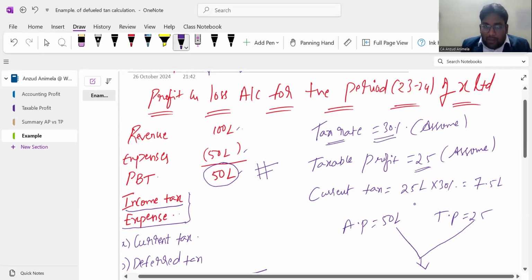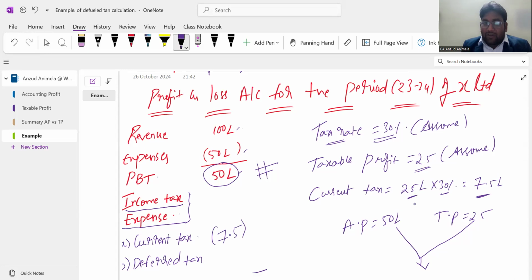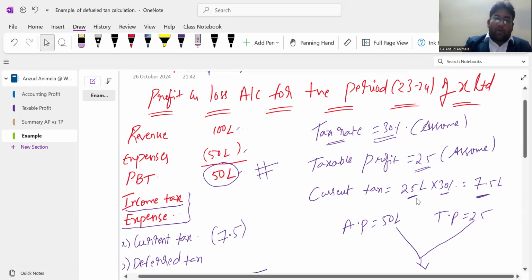Now what happens? Current tax, the rate is 30%. You apply the rate on taxable profit, you will get 7.5 lakh. This 7 lakh 50,000 is the income tax expense of the particular period for that particular company. That 7 lakh 50,000 needs to be paid to the government income tax department. Now, the most important thing.